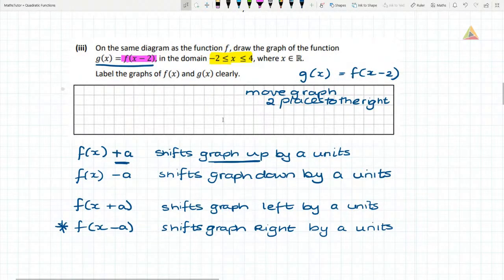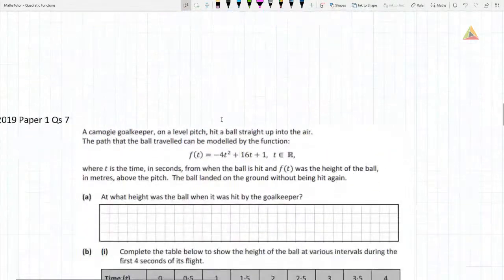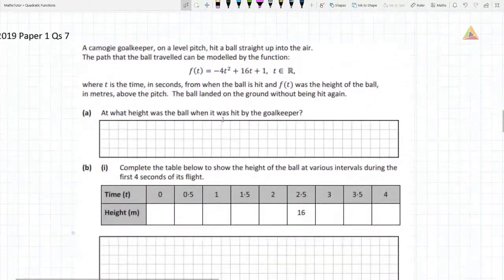So we can add a number outside the bracket, subtract a number outside the bracket, or add or subtract a number inside the bracket. Okay, so that's our first quadratic graph. The second quadratic function that we're coming across here looks a little bit different.